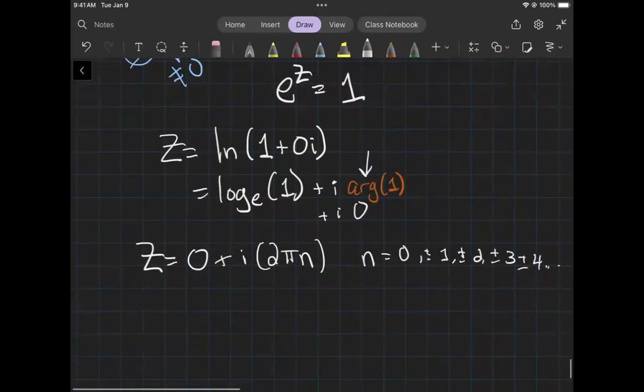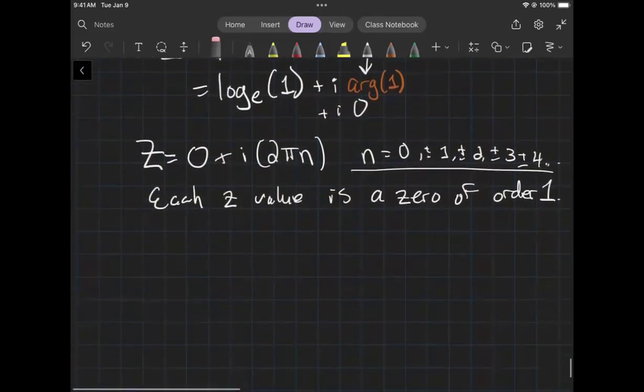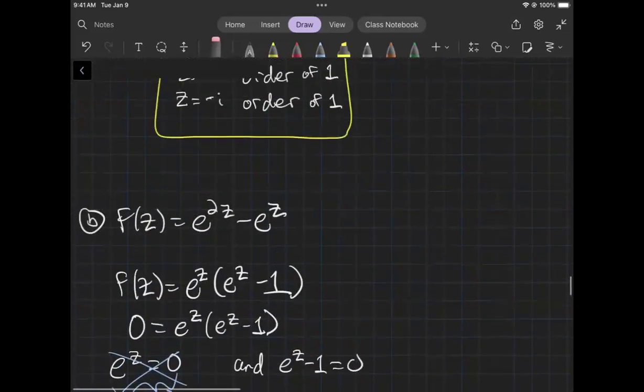Each of these would be a zero for different values of n. So each z value is a zero of order 1, since we have a 0 and then plus or minus 1 and plus or minus 2. These are unique values of n that will give you the zero at 1 plus 0i. Essentially, that's what it means. So hopefully that makes sense.